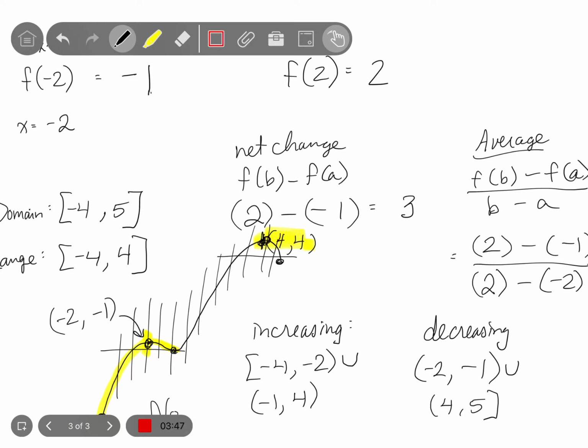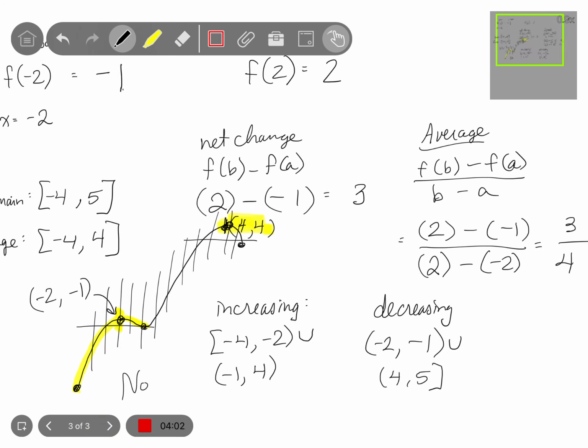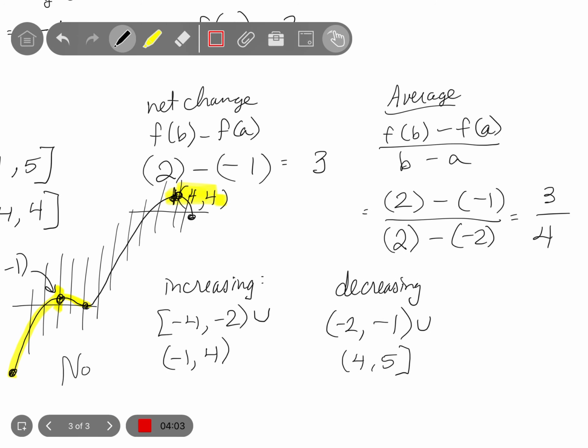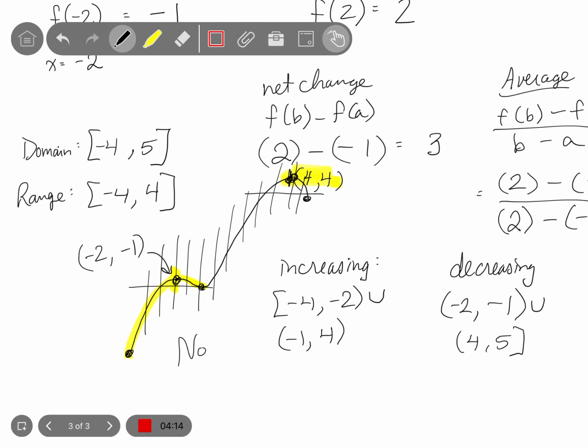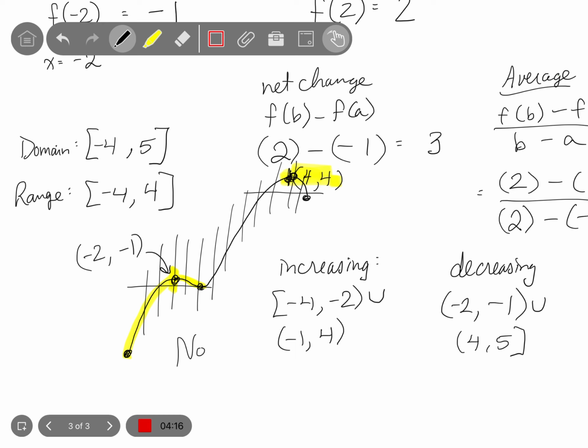would be when I plug those in, I got out 2 and I got out negative 1. So the second answer 2 minus the first answer, which is negative 1, gives me 3. And then the average rate of change, I take that again, divided by what I put in, and I get 3/4.